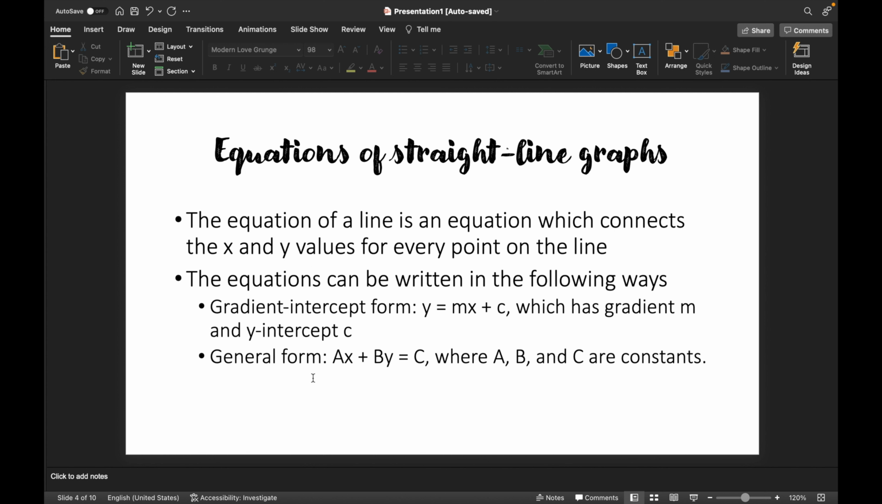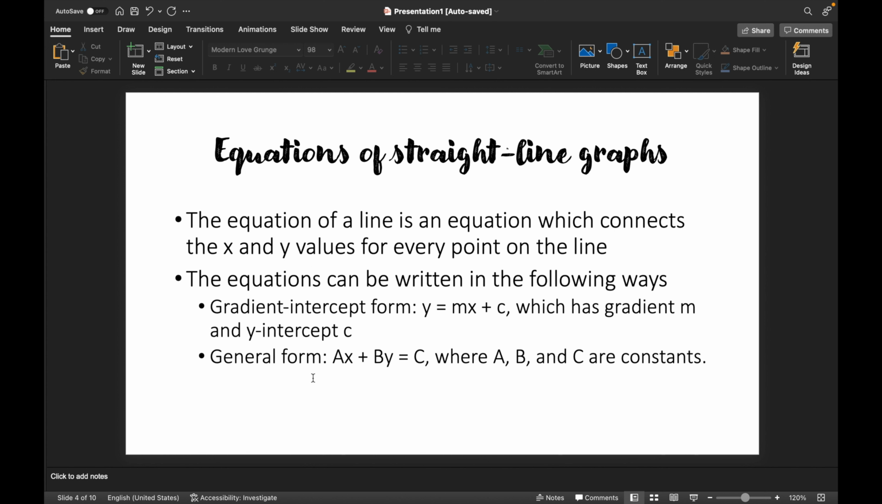You know what y-intercept is, right? It's basically when the value of x equals 0 and the value of y will be something, which is c. So it will be y equals mx plus c. You'll use this very frequently, y equals mx plus c.